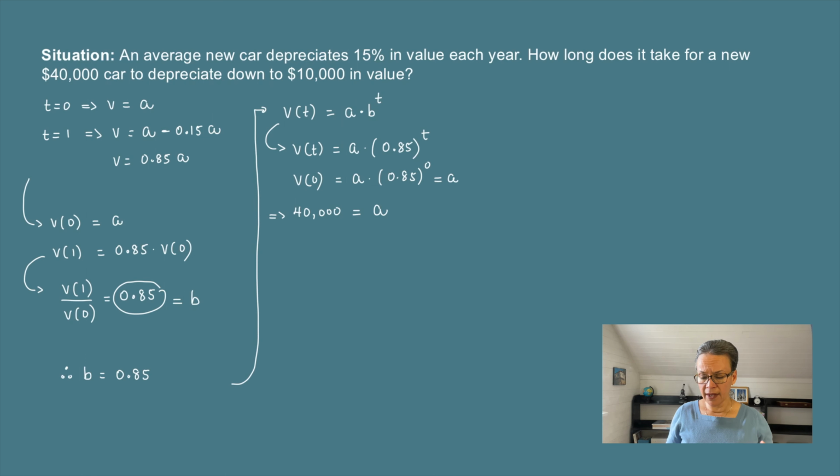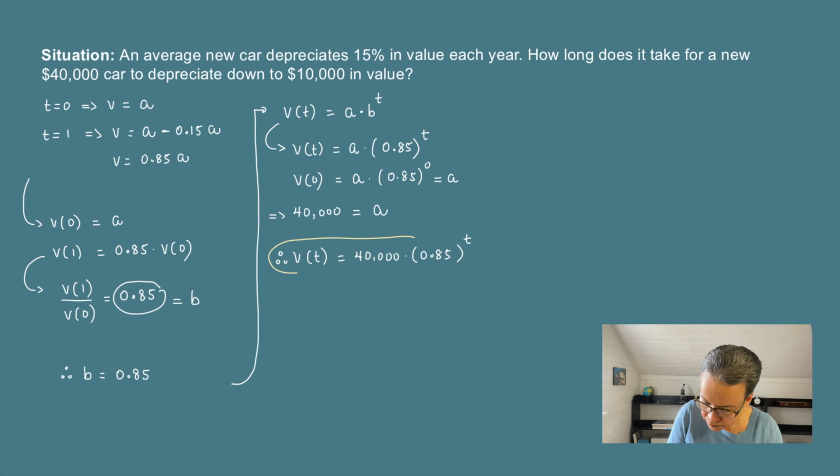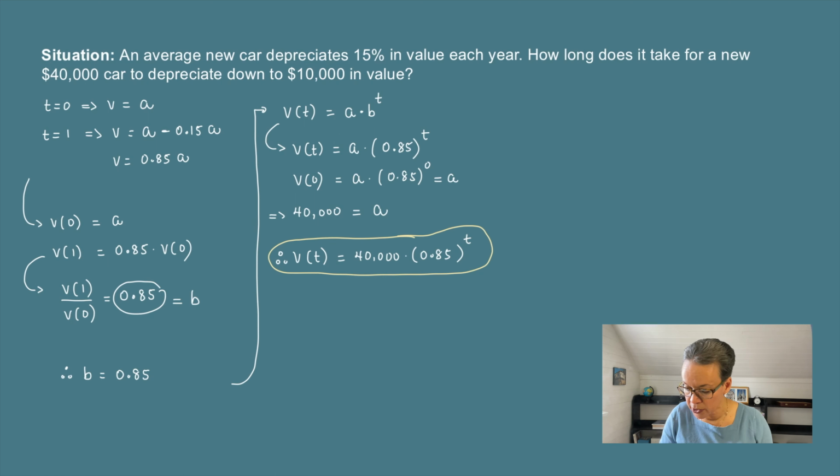And please know that this is something that is obvious. It's obvious that if you plug in 0 for t, b to the 0 is going to be equal to 1. So you're always left with A. And A is the value at 0. So you can just immediately go ahead and set A equal to 40,000. So then now I have that the value V of t is going to be equal to 40,000 times 0.85 to the t. And this is the model that is describing this particular situation.